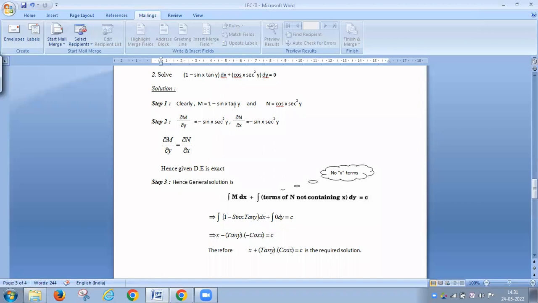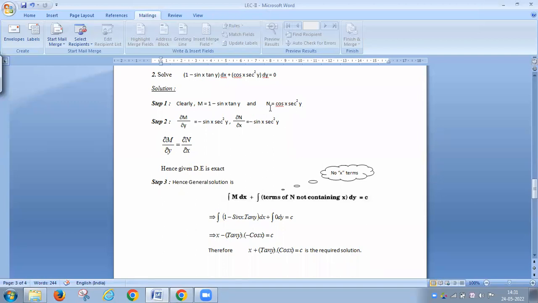Derivative of tan y with respect to y is secant square y. So ∂M/∂y is minus sin x into secant square y. Similarly, find ∂N/∂x.